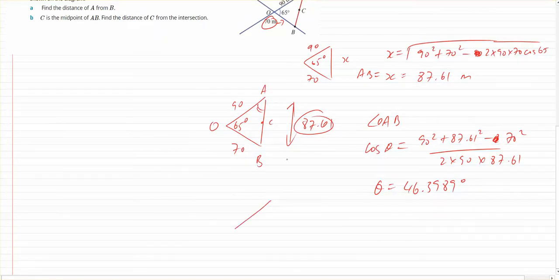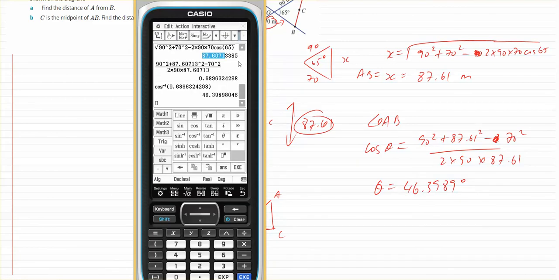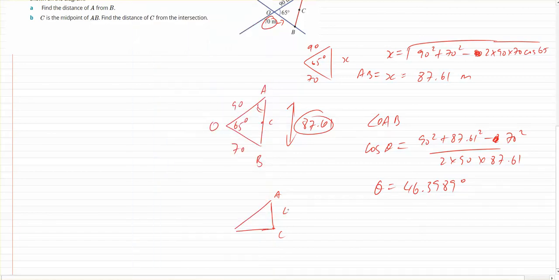So let's redraw the triangle. I actually want OC. So we know that AC is half of the distance between AB. So if I divide the 87.61 or whatever it was before divided by 2, I get 43.80. So this is 43.80. I know what this angle is because it's 46.39 degrees, and I know this is 90.